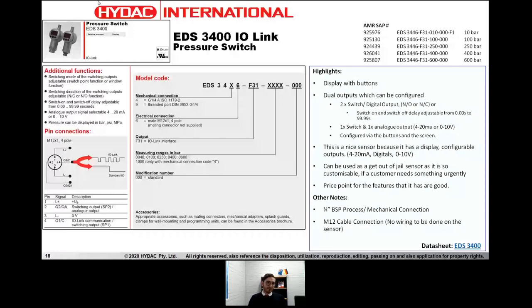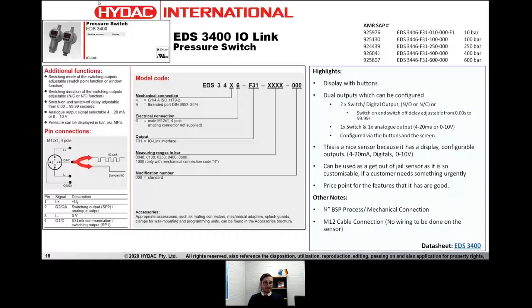Or you can run it as a normal hysteresis style output where your set point is 50 bar and your reset point is 10 bar, so the sensor turns on at 50 bar and turns off at 10 bar. You can also program delays onto this sensor. If you have a pump where the pressure may be fluctuating, but you don't want a warning light to turn on and off when it's not required, you can put a delay onto the sensor, up to 99 seconds.